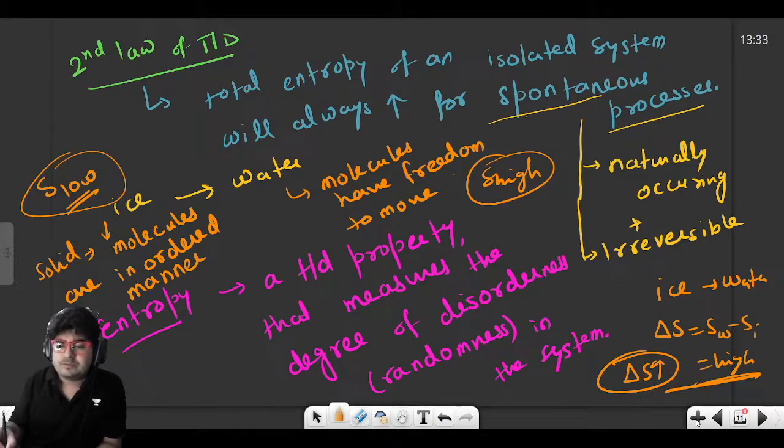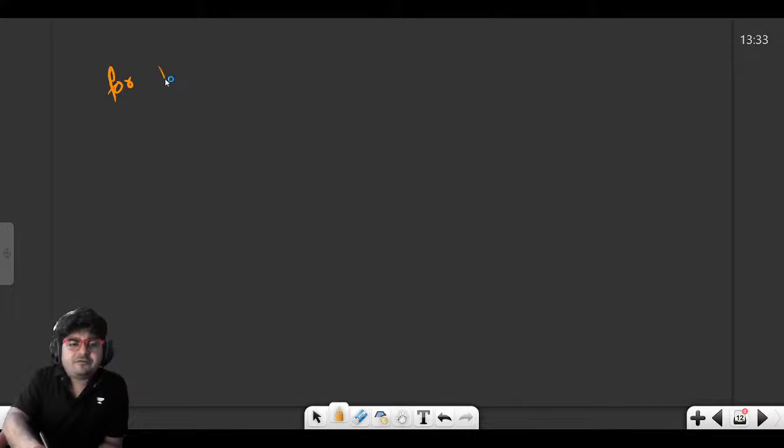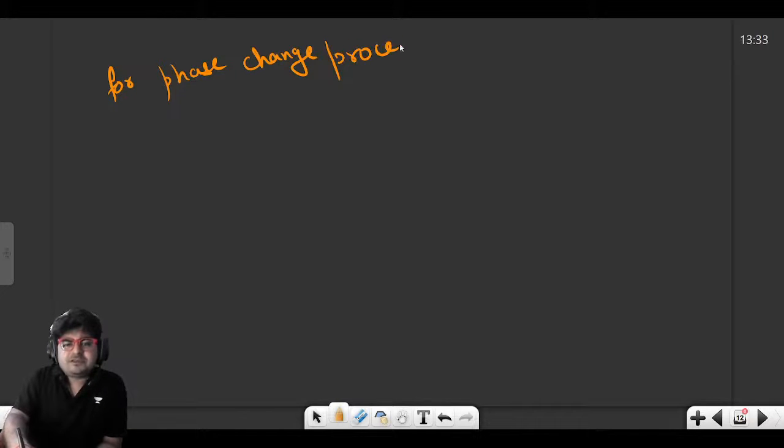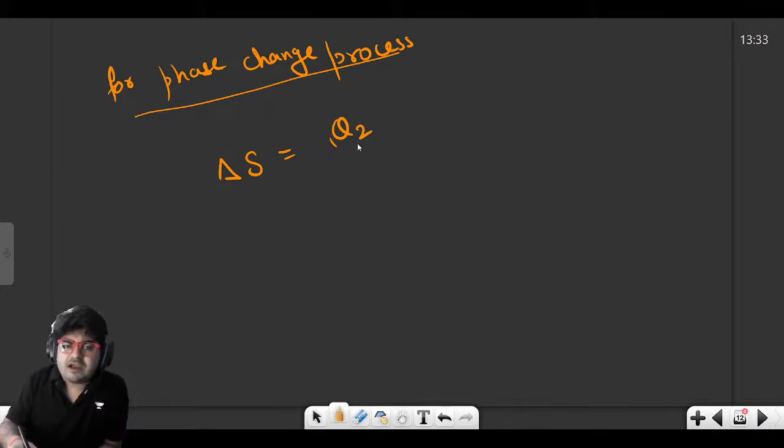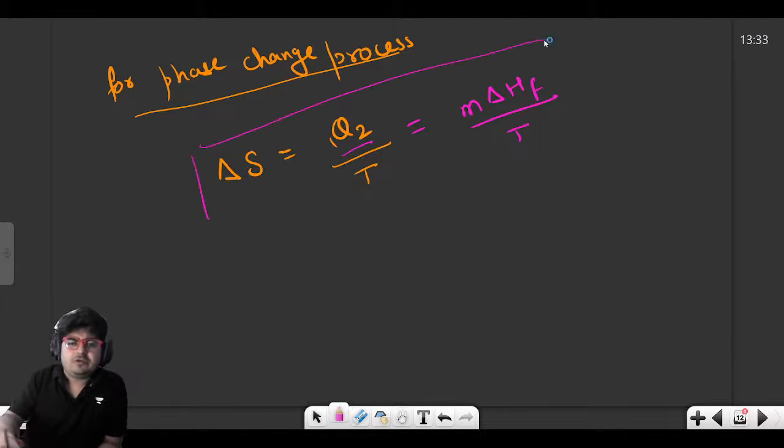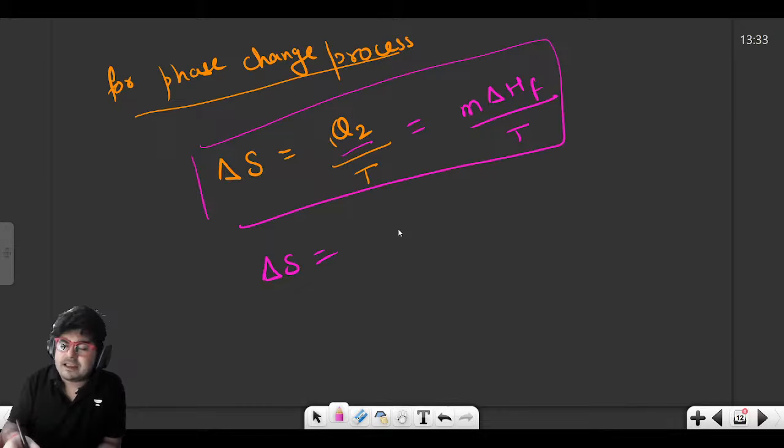है ना? But how mathematically also you can see, you know that for phase change processes, entropy change can be defined as the amount of heat required or the amount of latent heat involved during the phase change divided by the temperature of the process. So here you know that the amount of heat absorbed during the phase change process from ice to water was m into delta HF, latent heat of fusion, upon T. So that's how you can find out. If you have to calculate, you can do this calculation as well.